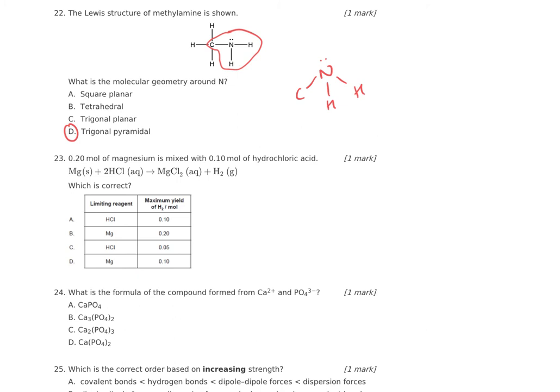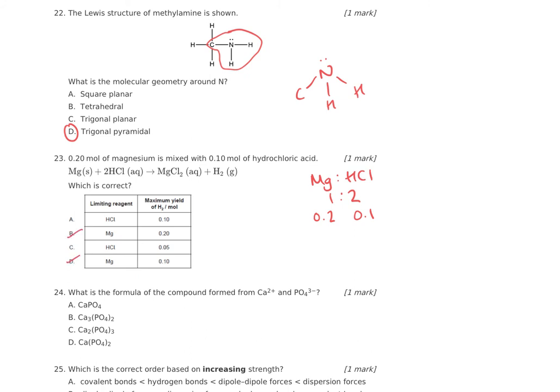0.2 moles of magnesium is mixed with 0.1 HCl, which is correct. So your Mg to HCl should be a 1:2 ratio. If I've got 0.2 of this and 0.1 of this, I've got it the reverse way around. So I do not have enough HCl, so that is your limiting.